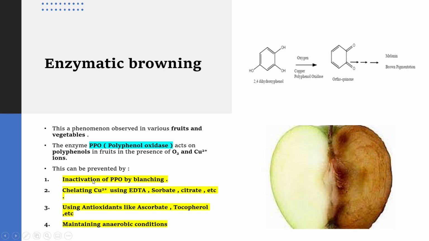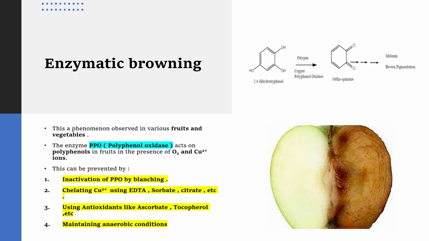It can be inactivated. One process is that we inactivate the enzyme. How can we inactivate it? By blanching. If you don't know, blanching is a process by which we expose the product for a short time to 100 degrees Celsius water or steam, and then we rapidly cool it down. By this method, the enzyme becomes inactivated. So the PPO will not work because it has become denatured or inactivated.